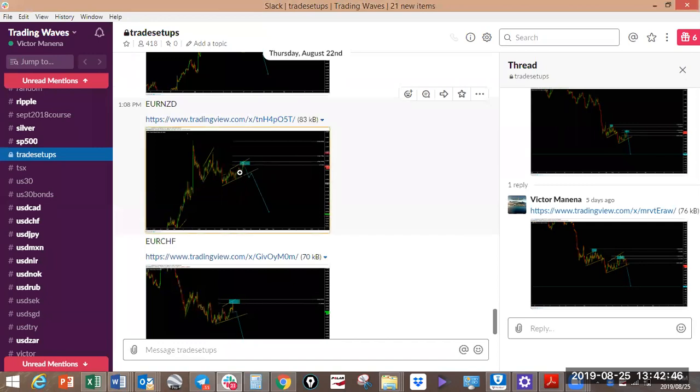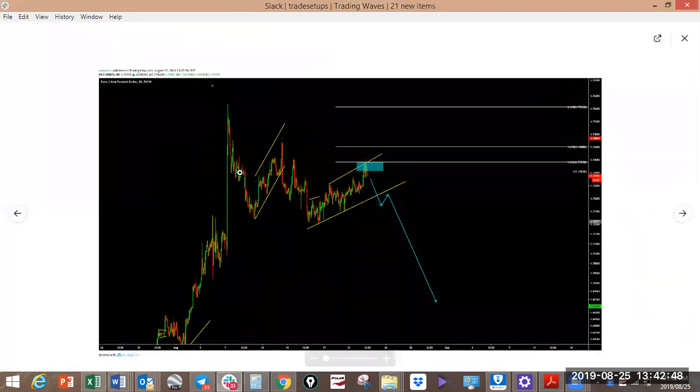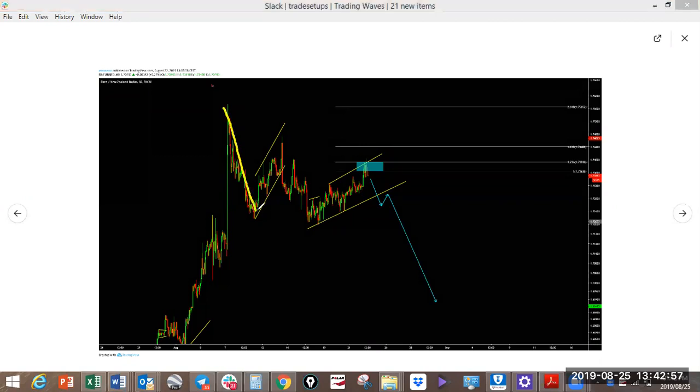Now, this Euro New Zealand is an interesting one. We're going to discuss this during the market analysis because there is a very similar structure to the one that I showed you on the Euro pairs last week, where I showed you the Euro structure that is similar to that on Euro US dollar. So there's a Euro US dollar structure that is similar to that of Bitcoin. So we're going to have a look at this one.